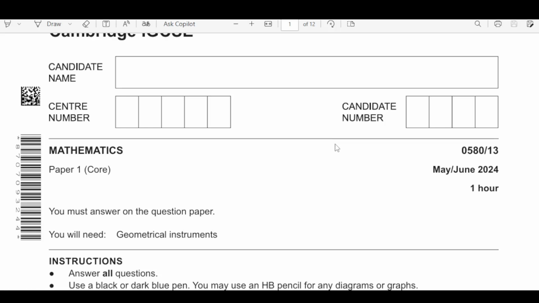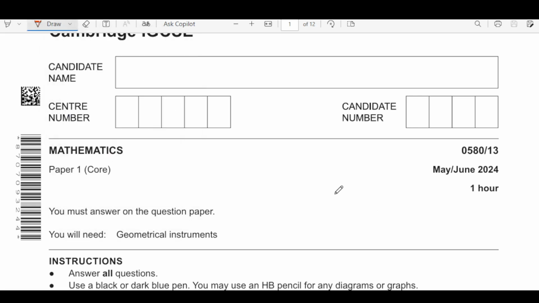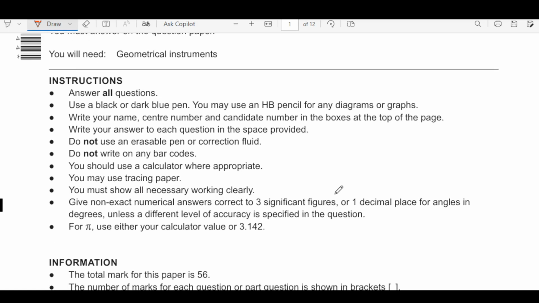Today we are going through the Cambridge IGCSE May June 2024 paper. This is paper 1-3, right? So you know the instructions, so I'm just starting directly here.